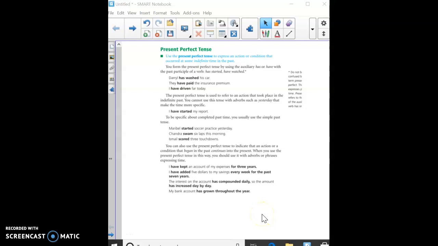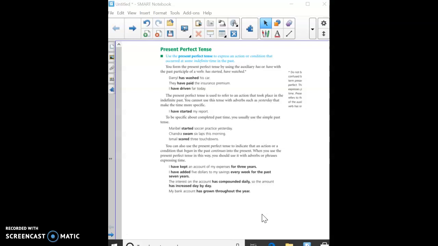This week's lessons have to do with the perfect tenses. We use present perfect tense to express an action or condition that occurred at some indefinite time in the past, which is kind of confusing, isn't it? So let's look at the examples, and that might help you. So Daryl has washed his car, or they have paid the insurance premium, or I have driven far today. So it's present perfect because it's indefinite, right?